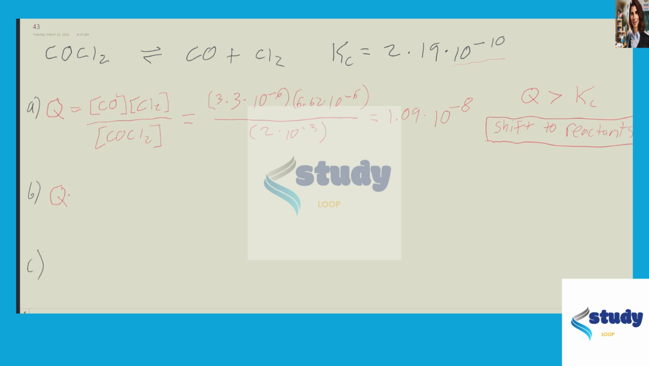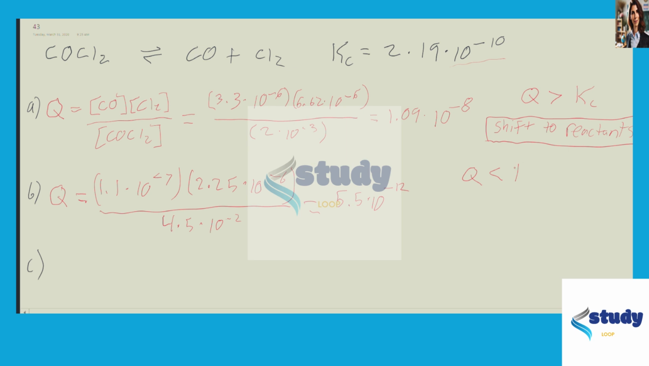The same procedure applies to the other two problems. We calculate the Q the same way as above, plugging in the numbers that the problem gave us. And this time, we get something times 10 to the minus 12.